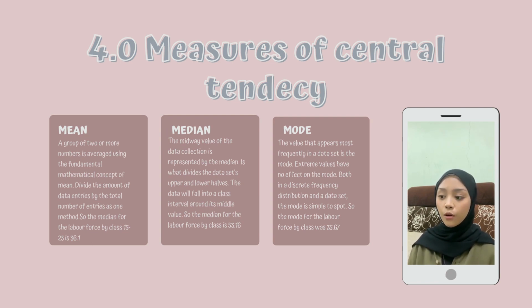So for the mode, the value that appears most frequently in the data set is the mode. Extremes have no effect on the mode. So the mode for the labor force by class was 35.67.